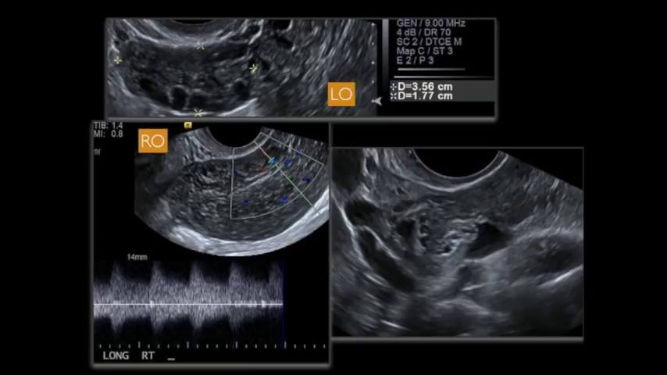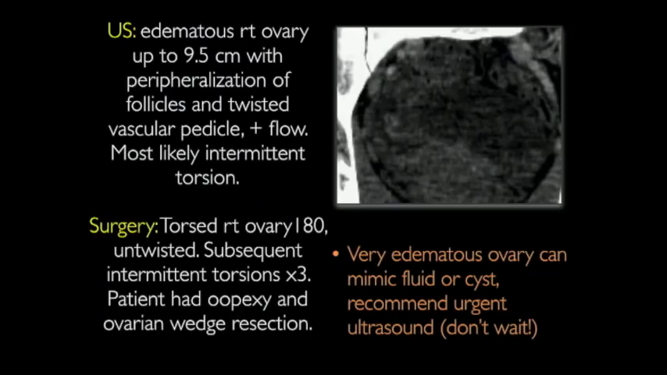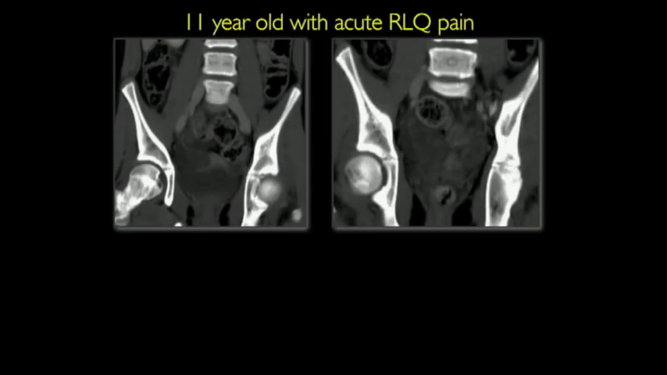What was called a cyst was actually an extremely edematous ovary, which had all the signs we have talked about: the twisted vascular pedicle, peripheralized follicles, edema. And the teaching point here is that a very edematous ovary can mimic fluid or a cyst, and so if you see that and you can't explain the symptoms with other findings, recommend an urgent ultrasound and don't wait.